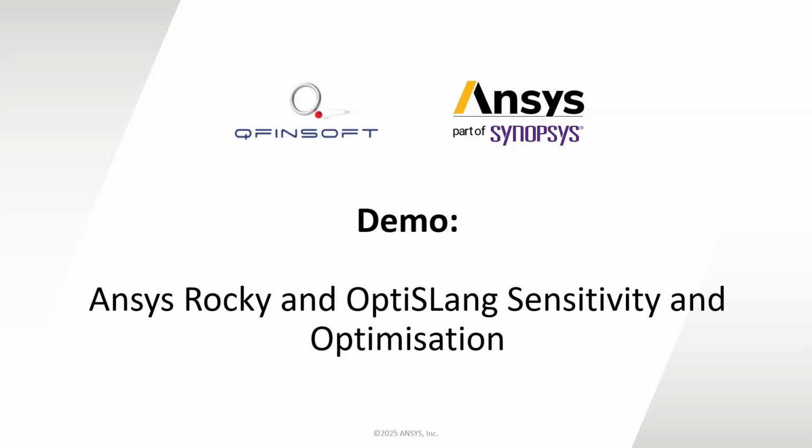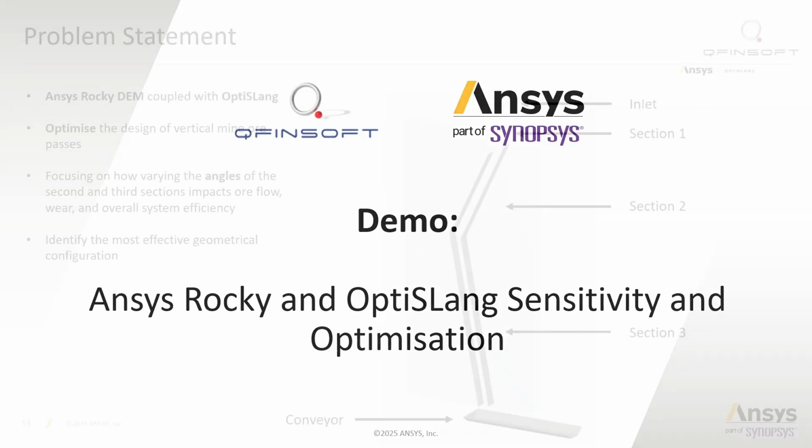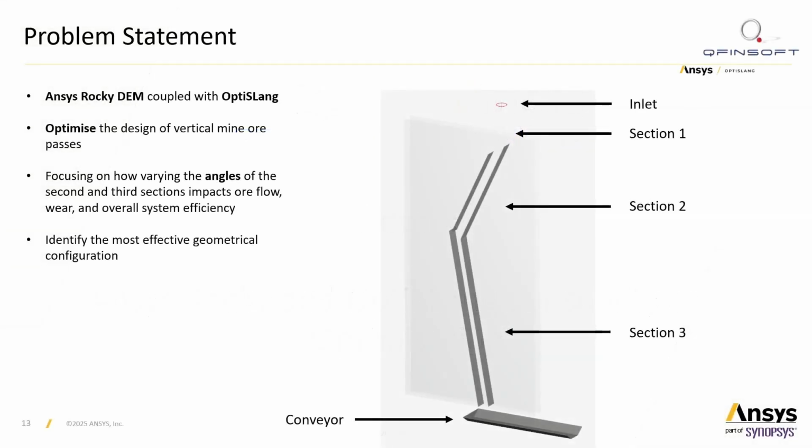Now I'm going to show you a demo where I use ANSYS Rocky and OptiSLang to do a sensitivity and optimization of that vertical mine ore pass. So just to give you a bit of a problem statement, we're looking at using ANSYS Rocky to do the DEM simulation and coupling that to OptiSLang. We're then going to optimize the design of the vertical mine ore passes.